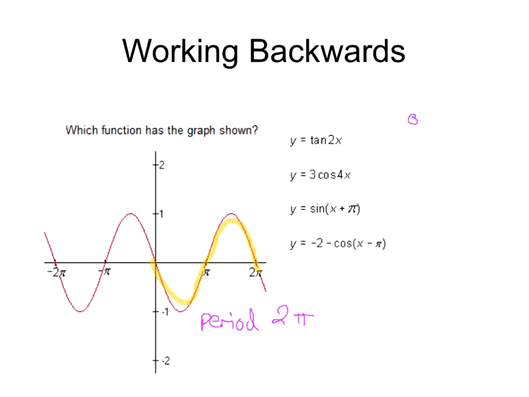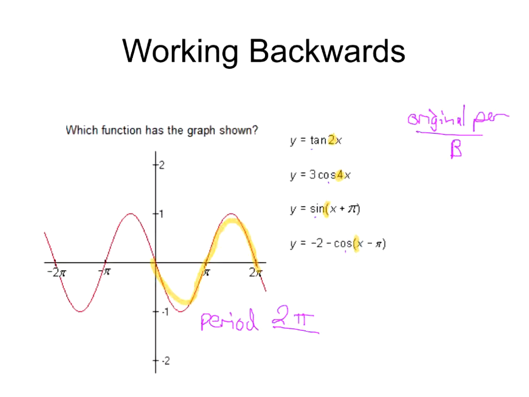Remember, the way that I find period is we take the original period and divide by b. Where do we find b? B is the number right in front of the x. So here's b, right in front of the x, here's b, here's b.